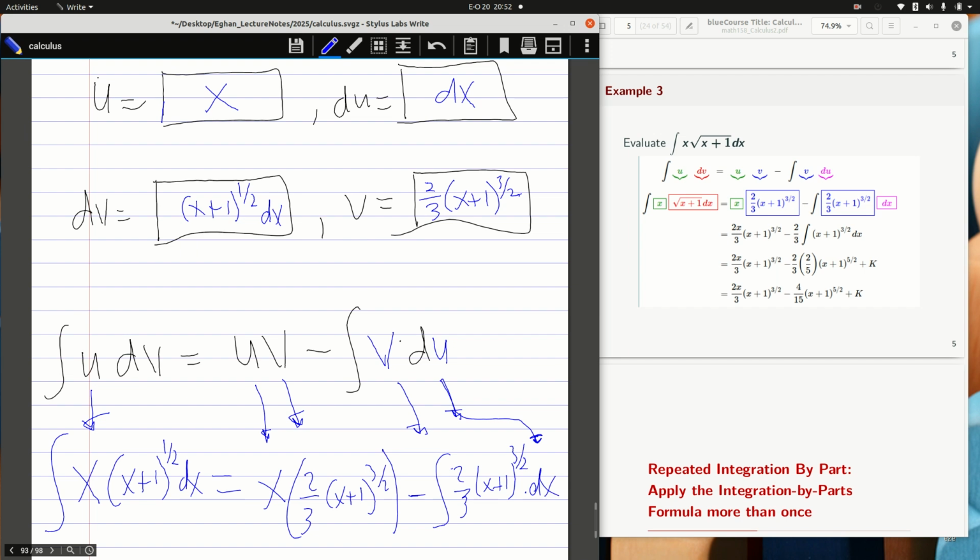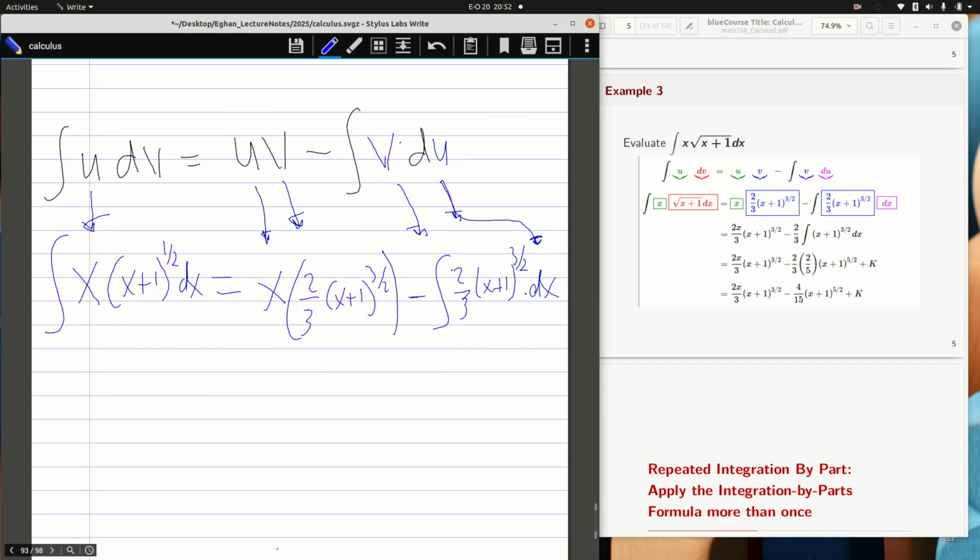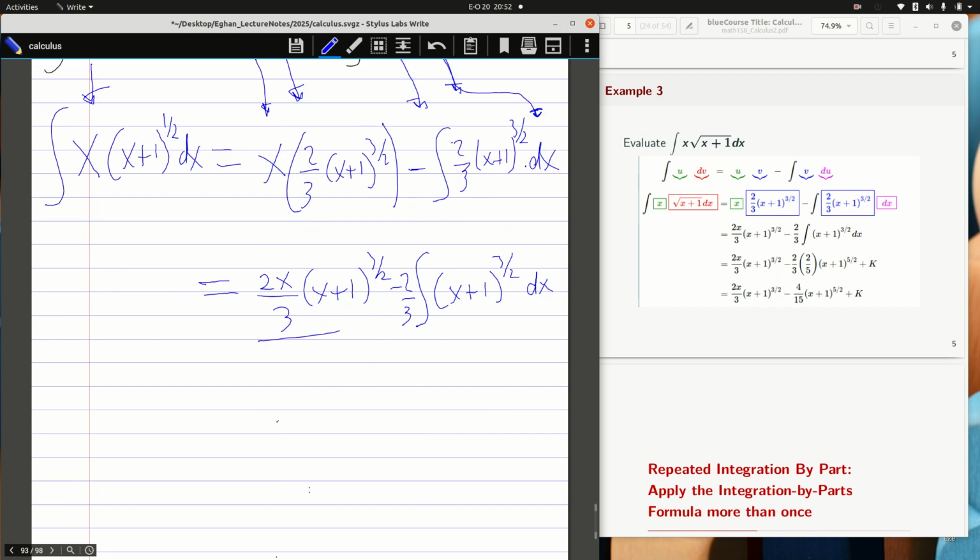So now let's expand our right hand side. This is going to be 2x on 3, x plus 1 to the power 3 on 2, minus integral. I can bring 2 on 3 out here, so I can just integrate x plus 1 to the power 3 on 2 dx. And doing that, everything here is maintained, minus 2 on 3. The integral of this part becomes x plus 1, 3 on 2 plus 1 is 5 on 2, all over 5 on 2. That will be 2 on 5.